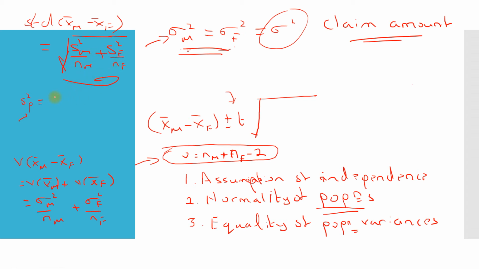So what we will do is apply this formula: n m minus 1, the idea of degrees of freedom, you can see it here, times s squared m, plus n f minus 1 times s squared f, and the whole thing you divide by n m plus n f minus 2. All right, n m plus n f minus 2.